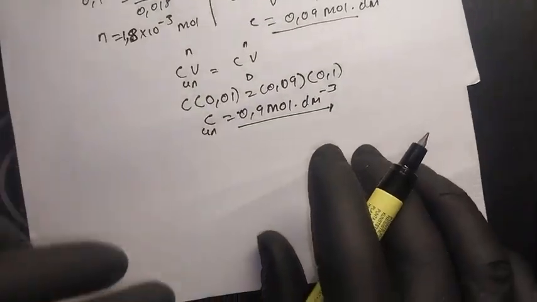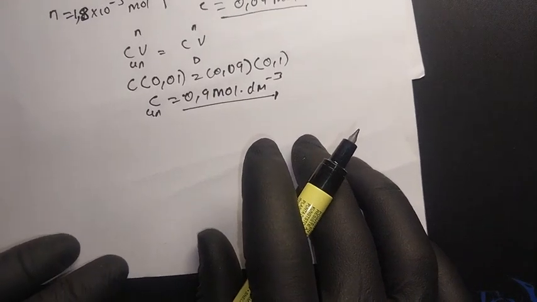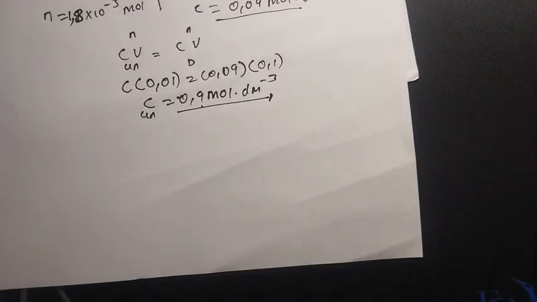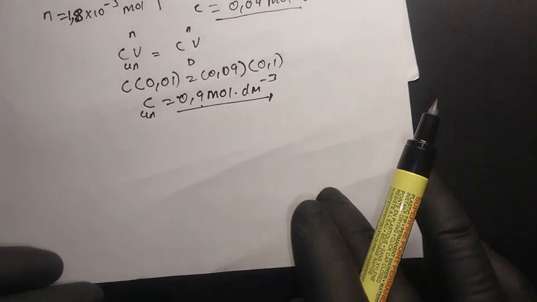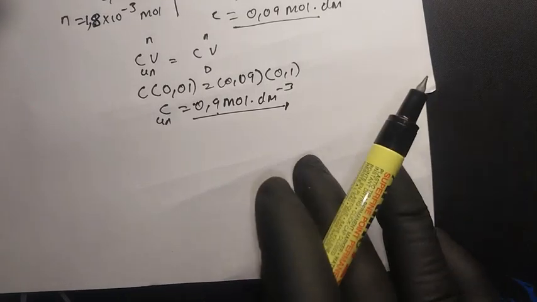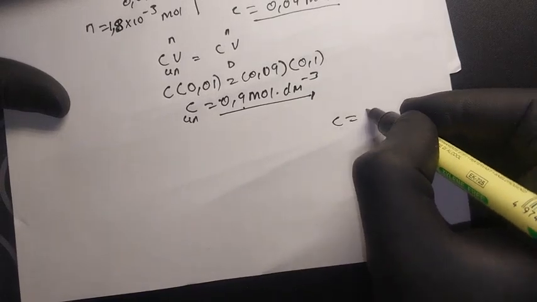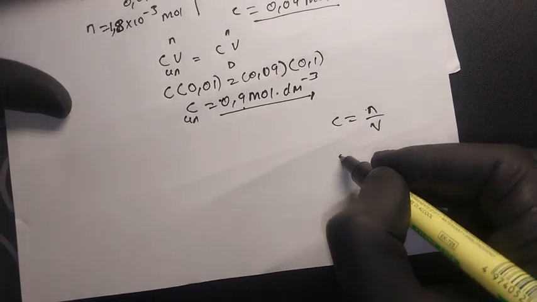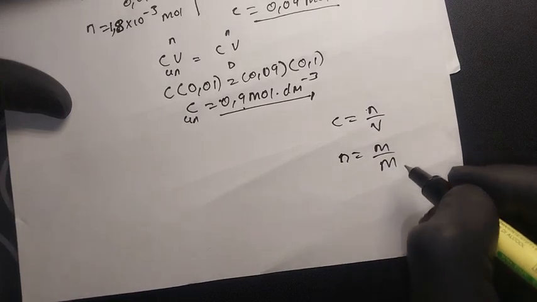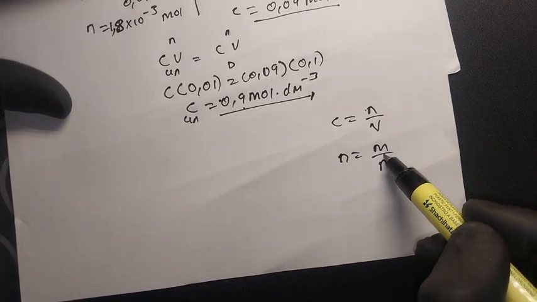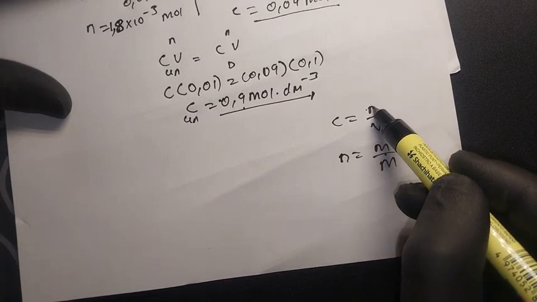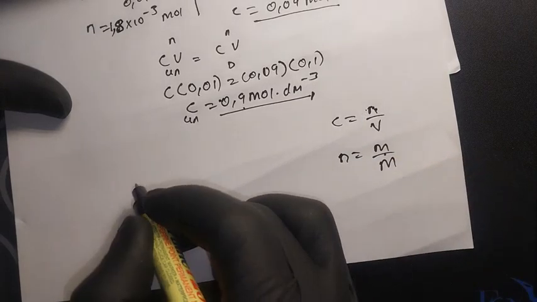Our next job is that we need to work out the mass of this thing, how much it weighs, the mass in grams, so that we're going to compare with the 5.8 that the manufacturer claims. The next job is simple. Use the equation C equals n over V, and n is equal to m over M. I'm going to put m over M instead of n, which means when I took this over here, the formula should come like this.